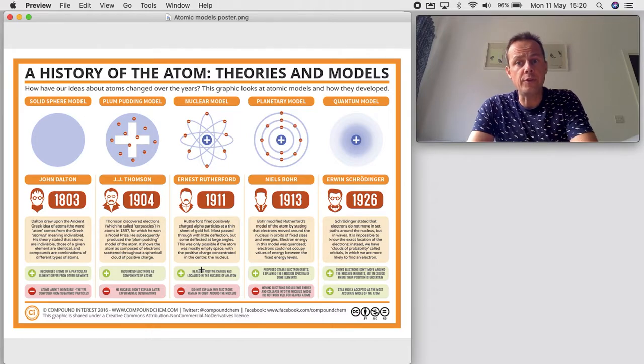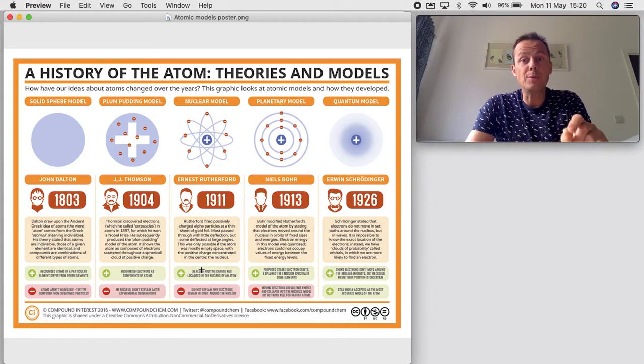Moving on almost 100 years to J.J. Thomson's model, he developed the idea of the plum pudding model. And in class we talked about this being a bit like a chocolate chip cookie, whereby there's a cloud of positive charge, which would be the cookie dough, and within that are small negative particles, which we now call electrons. They would be represented in the chocolate chip cookie model by the chocolate chips.